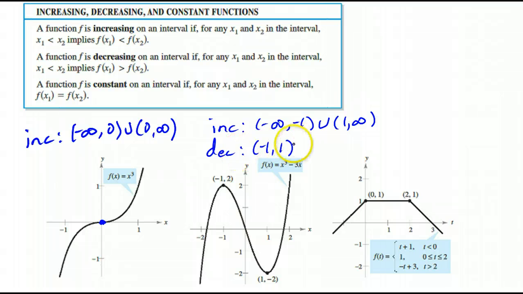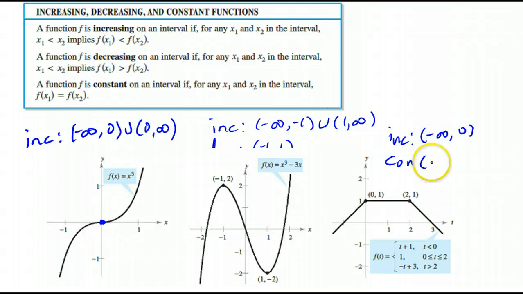Notice that I'm only writing x values because these are intervals. These are not points, okay? So when we're talking about increasing and decreasing intervals, we use x values. Okay, this one right here. It's increasing from negative infinity to 0. And that's the only place it's increasing, isn't it? Because it is constant from 0 to 2. And then it is decreasing from 2 to infinity.